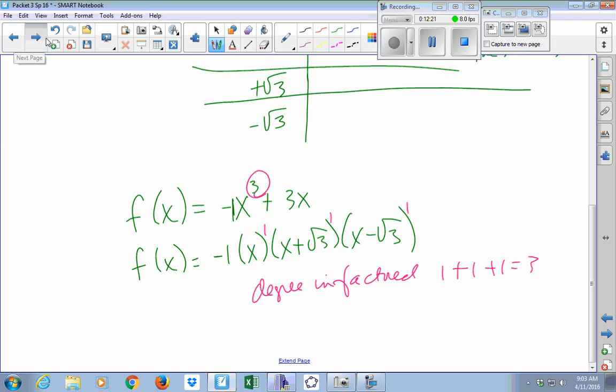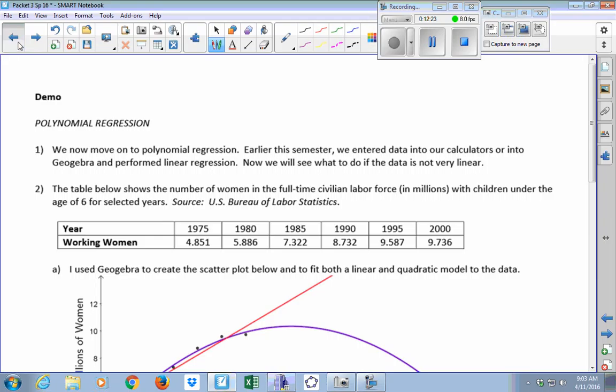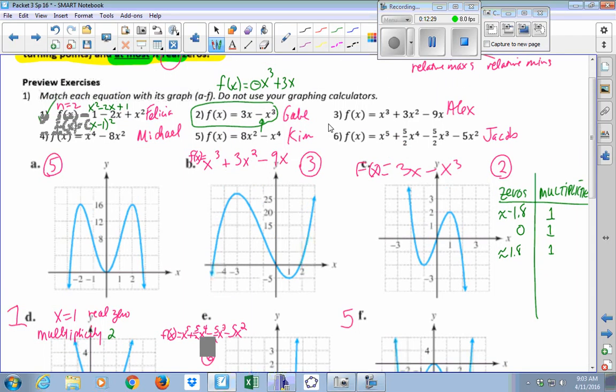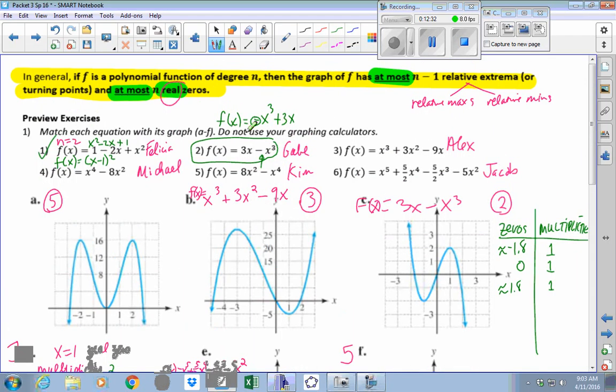Right. So I'm going to stop there. I would urge you to go back and do the same thing, and also check this out again. This has degree 3. It says it has at most 3 minus 1 turning points, so at most 2 turning points. Notice here's a relative min, here's a relative max. That's 2. It's always 1 less than the degree.